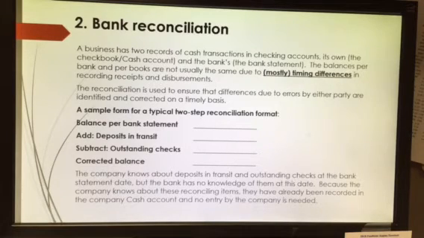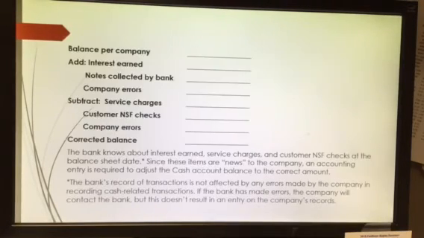There's not really an error here, so it's almost a misnomer, but the notion is that this is the balance that the bank would show were it able to process all the deposits and checks that the company has made up to that date. The company knows about deposits in transit and outstanding checks, but the bank has no knowledge of them at that date. And because the company knows about these reconciling items, they have already been recorded in the company's cash account, and so no entry by the company is needed for these reconciling items.